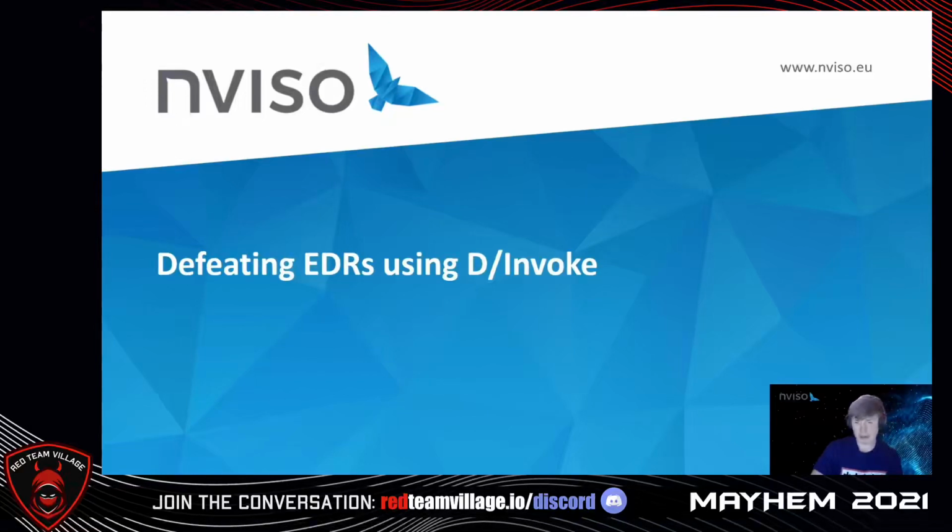One of the many benefits of DInvoke is that it has the capabilities to actually try and defeat EDRs, at least from a user land perspective, so unhooking the user land hooks. People that are familiar with EDRs know that most EDRs also have kernel callbacks. It's kind of hard to defeat kernel callbacks from user mode, so that's out of scope of this talk. I'm just going to zoom in on the user land perspective of EDRs and how you can potentially defeat them using DInvoke.